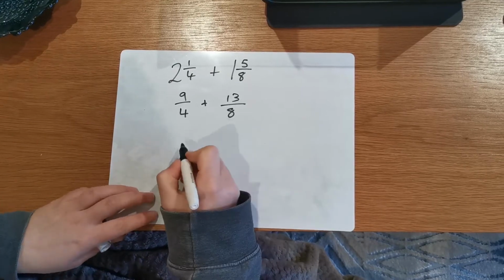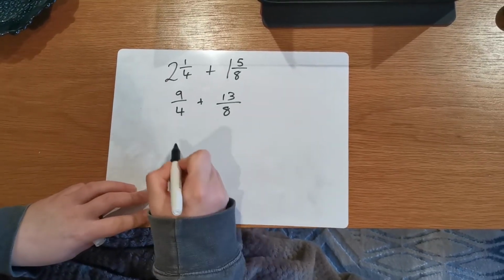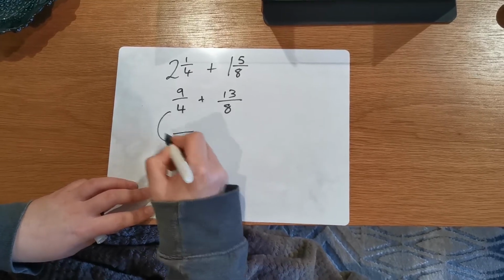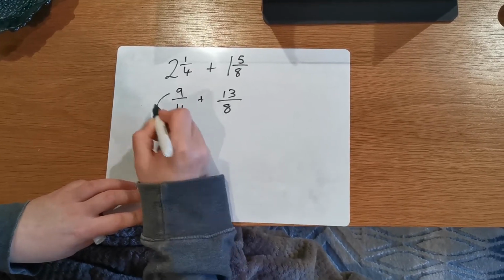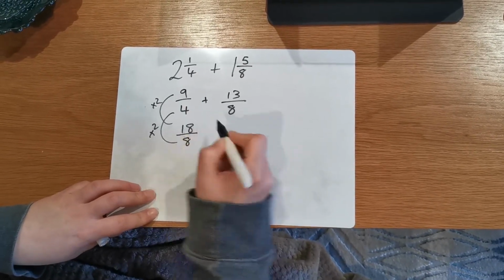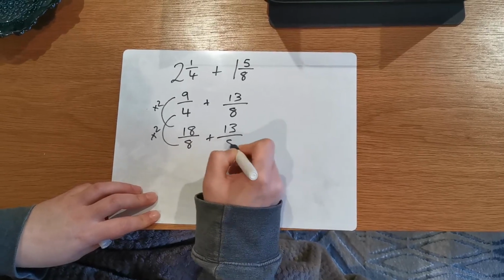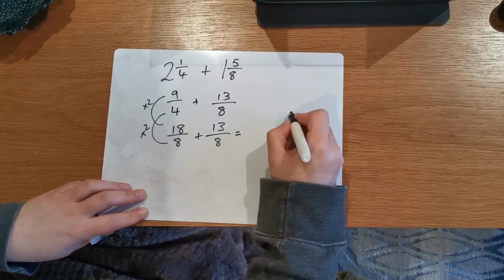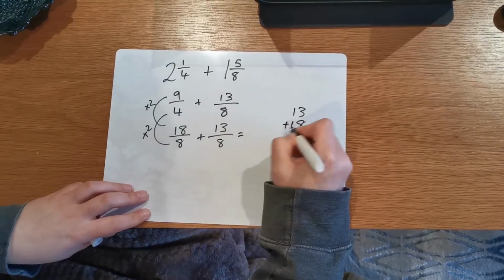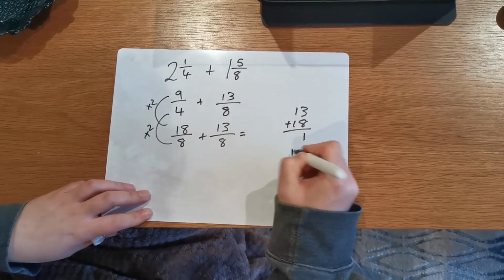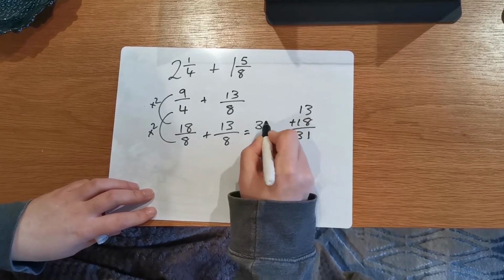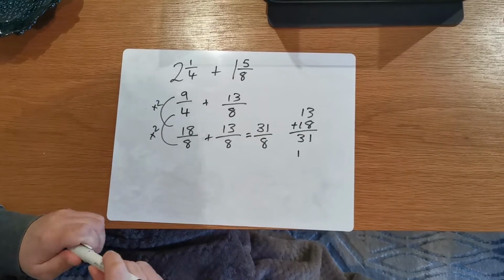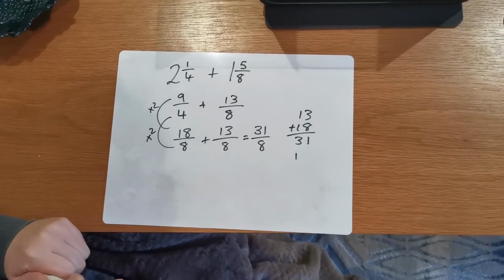Then make the denominators the same. So in this case, I can just change the 4 to an 8 like we looked at earlier. So I'm times in by 2. Apply the granddad rule. 13/8 will stay the same. And then add them together. Sometimes you might need to do a little written method, and that's okay. 31/8. Now you might need to put that back to a mixed number, but unless it asks you to, leave it as an improper fraction.